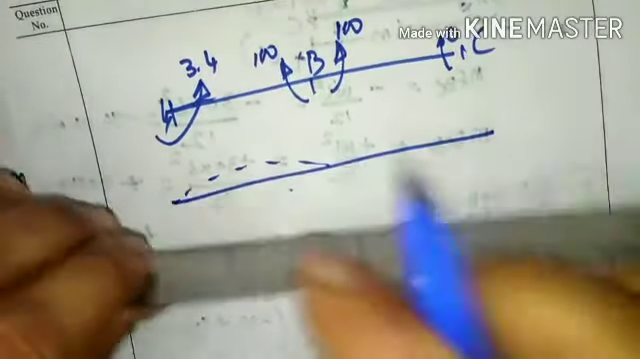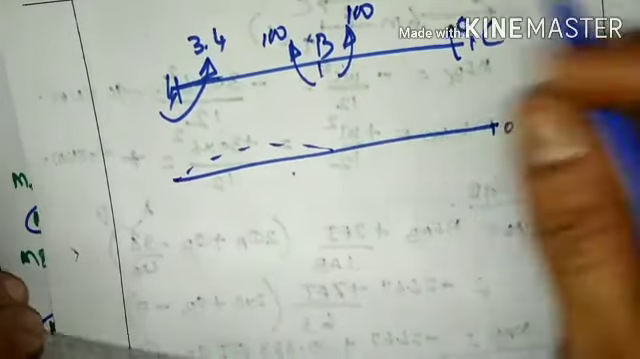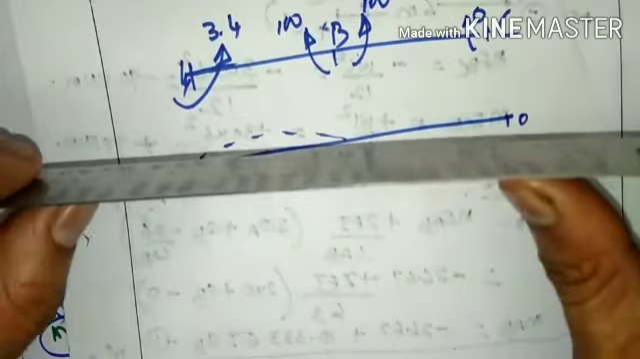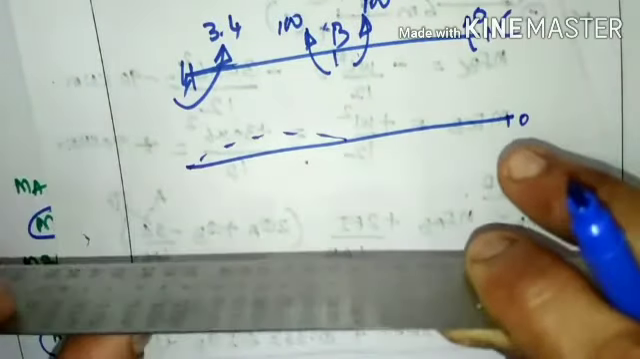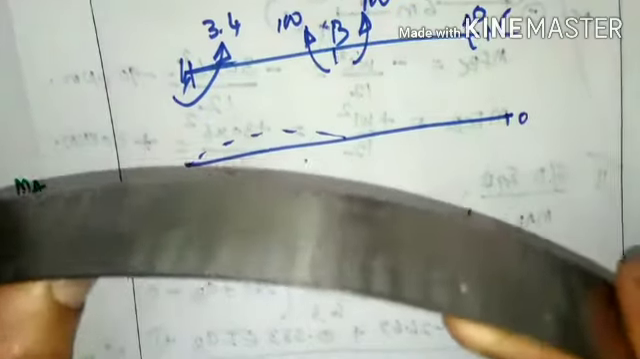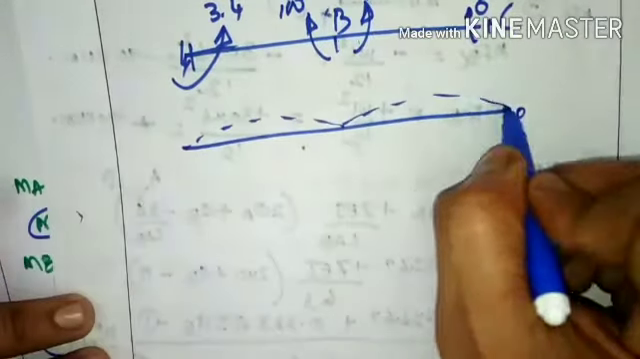Likewise, if you consider B and C, this is B and this is C. Anyway, moment at C is 0. Now B, again, is anti-clockwise. So if I put it from the top, it is clockwise; at the bottom, it will be anti-clockwise. This will hog again, so this will also hog.